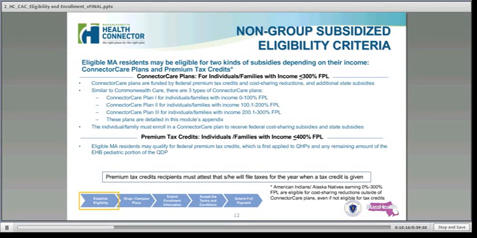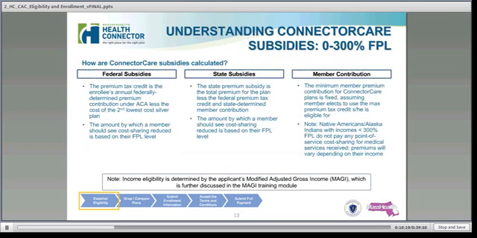For individuals, eligible individual Mass residents may qualify for a premium tax credit, which is first applied to qualified health plans, and then any remaining amount to the pediatric portion of the qualified dental plan. And we'll talk a little bit more about dental plans as well.